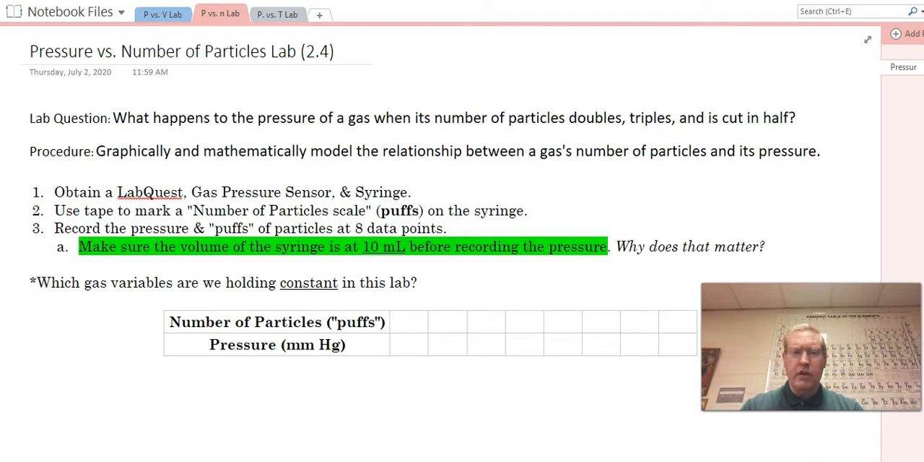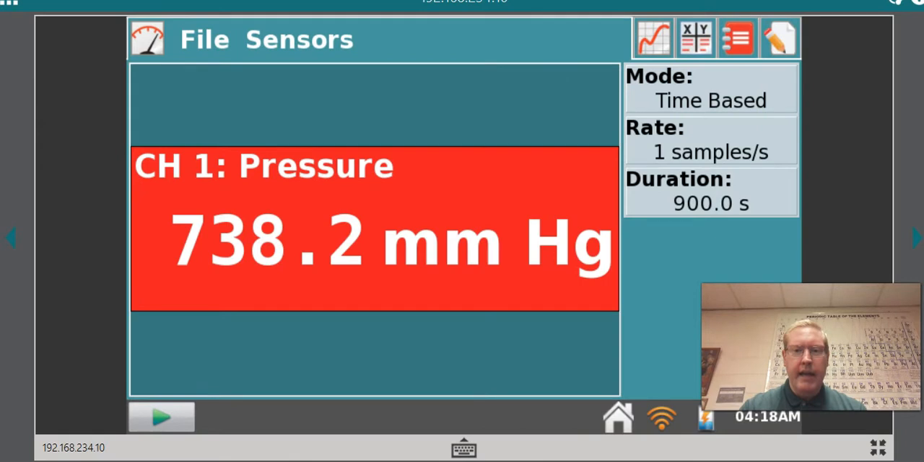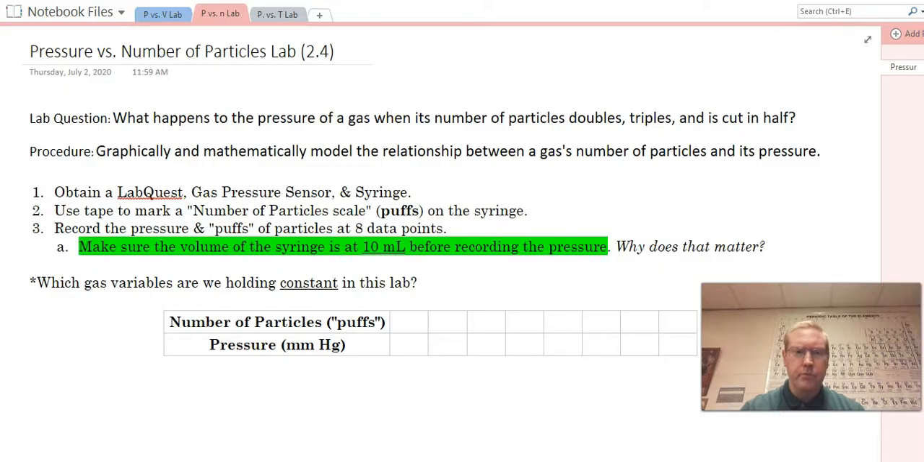So once again, I'm going to need a LabQuest. And just like last time, I go ahead and hook that up to my computer so you can see the readout from that. Once again, we're going to need the gas pressure sensor. You saw I had that hooked up. And we're going to need a syringe.